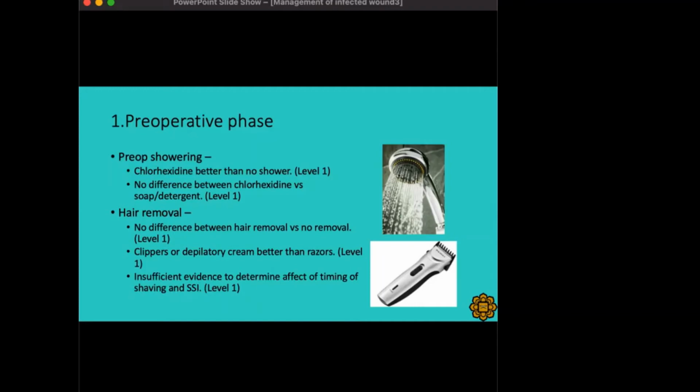About the timing of when to remove the hair, if you need to, there's actually not enough evidence to determine whether timing is important or not. But the practice is usually you do it in theater rather than the night before or a few hours before the surgery, because basically you don't want any trauma to the skin and cause infection prior to the surgery.